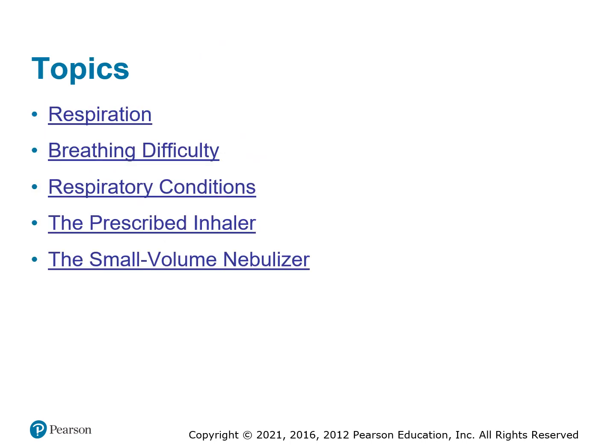This is a brief overview of the topics that we're going to cover in this chapter. We've got respiration, which we already know a little bit about. We've got breathing difficulty and the definition thereof. Our respiratory conditions, that's all of the different situations where respiratory emergency happens. And then we have the prescribed inhaler and the small volume nebulizer, both of which are going to be things that as the EMT you are going to become very familiar with.